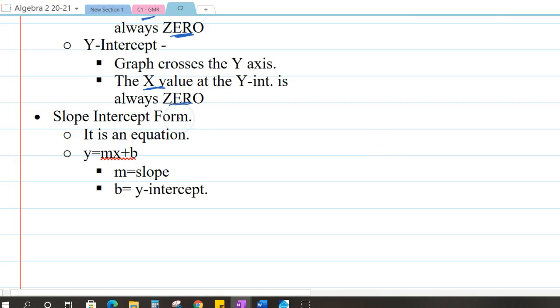Slope-intercept form. Slope-intercept form is an equation, and it's y equals mx plus b. The m is your slope, the b is your y-intercept. So when we say m, slope, that means it always needs to be a fraction. It needs to be rise over run. Your y-intercept is where you cross the y-axis. And remember, your x value is always 0 whenever you cross the y-axis.